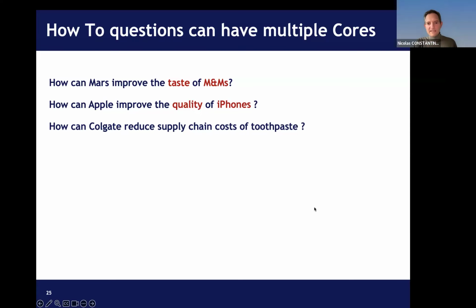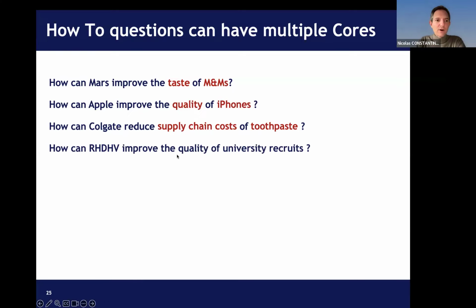Supply chain costs and toothpaste. Yes, Keisha is definitely, she's got this one down. How about this one? So RHDHV is a company. We could replace this with BCG. I think you're getting the hang of it. So now it should not be too difficult to figure this one out. Quality and university recruits. Yes, very good.